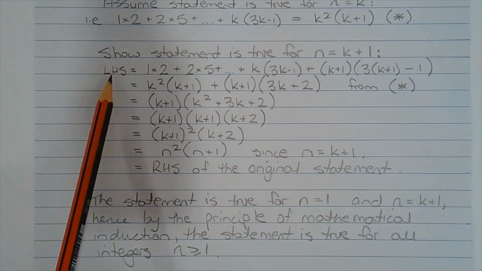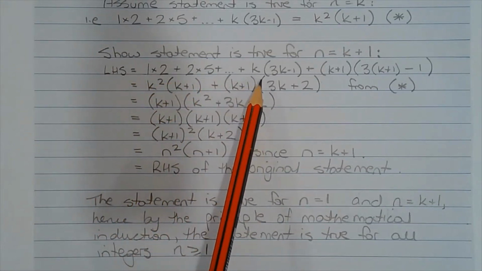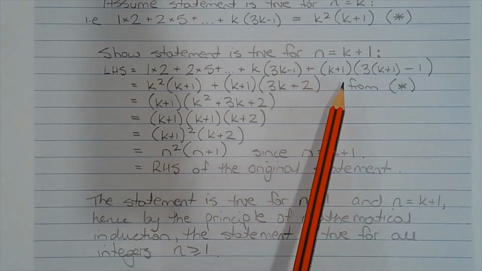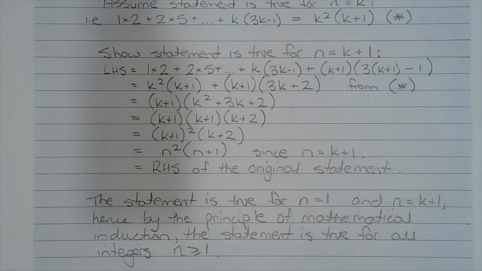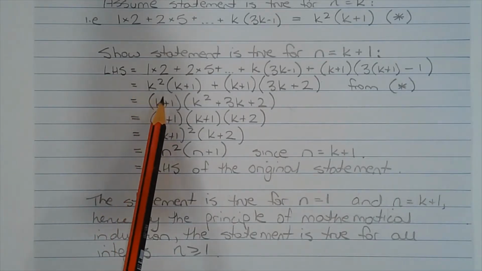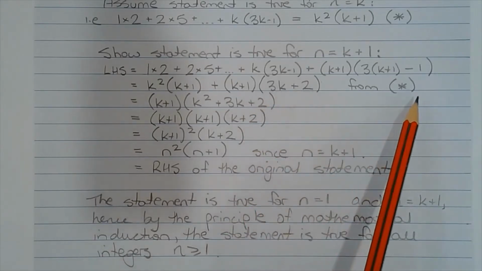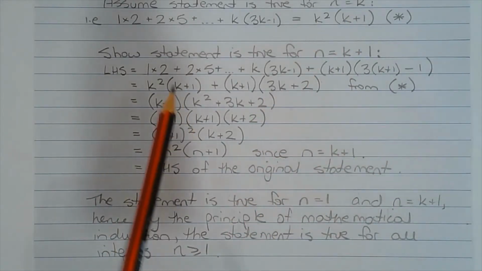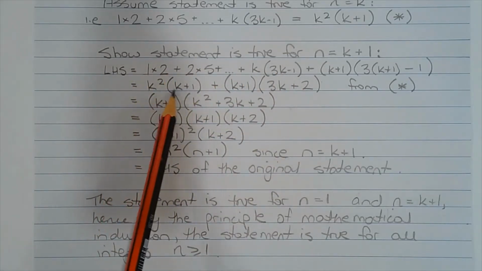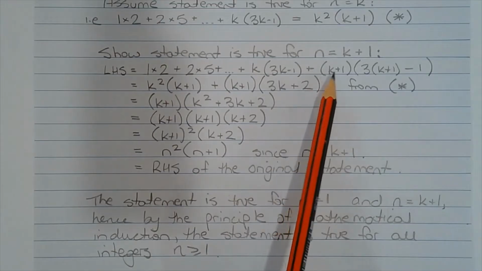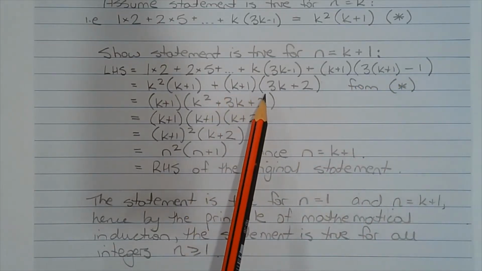From the left-hand side, we have 1 multiplied by 2 plus 2 multiplied by 5 plus dot dot dot plus k multiplied by (3k minus 1) plus (k plus 1) multiplied by (3 times (k plus 1) minus 1). And that equals k squared multiplied by (k plus 1) plus (k plus 1) multiplied by (3k plus 2), and that's from the assumption. So we can replace this part of the left-hand side with k squared multiplied by (k plus 1), and simplifying (k plus 1) multiplied by (3 times (k plus 1) minus 1), which is (k plus 1) multiplied by (3k plus 2).